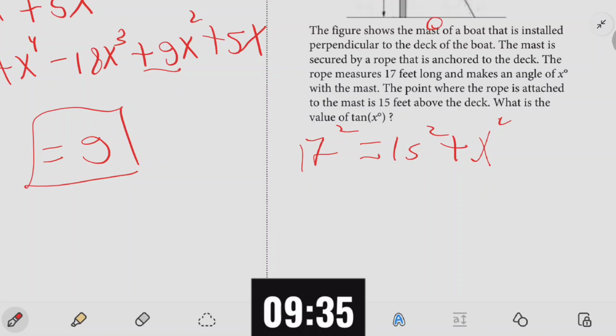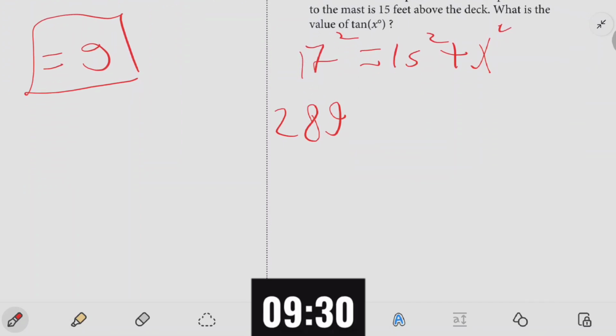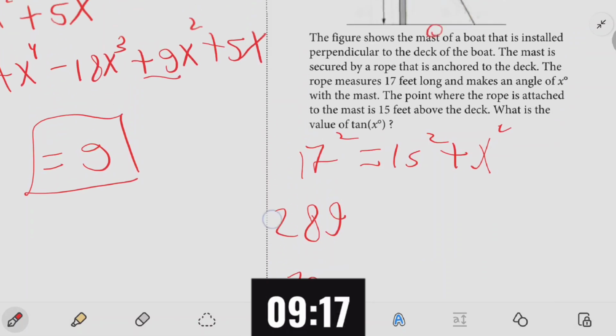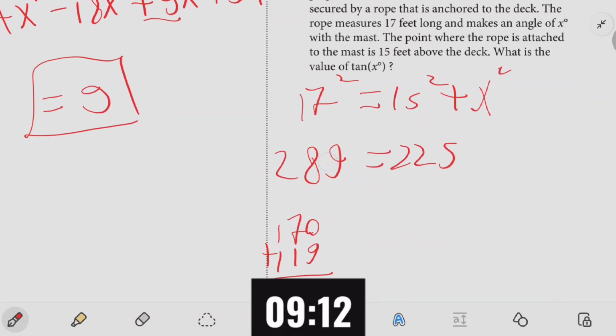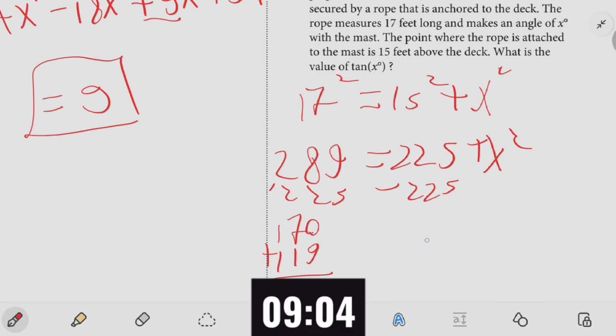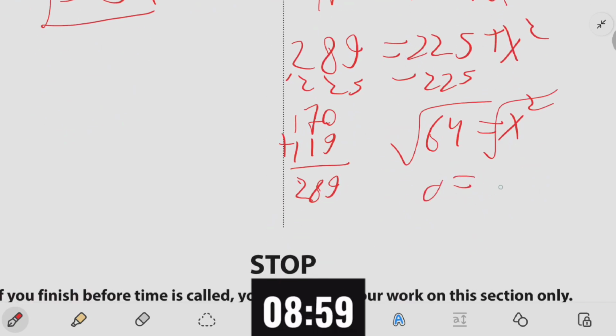That squared, well, let's see. 17 squared. What is that, like 289? I think you need to know these, but we could quickly solve it. Like, what is it? 17 times 17, 7 times 7 is 49, 7, 119. Yeah, it gives you the same answer, 289. So 289 equals 225, that's 15 squared, plus x squared. I think that gives you 64 if I'm not wrong. Yeah, 64 equals x squared. Your x or opposite side is equal to 8.